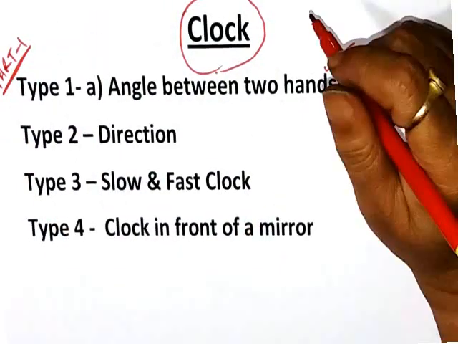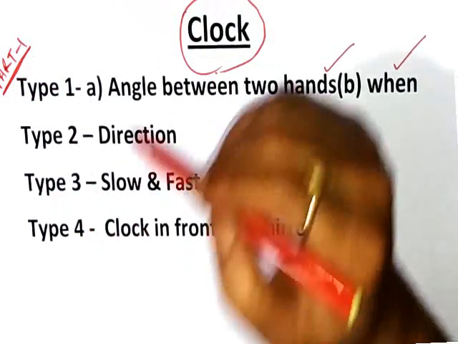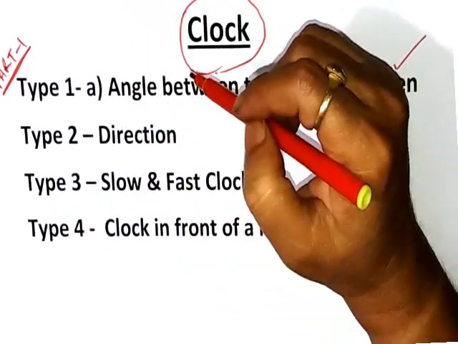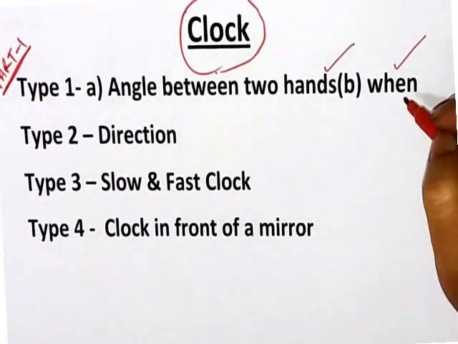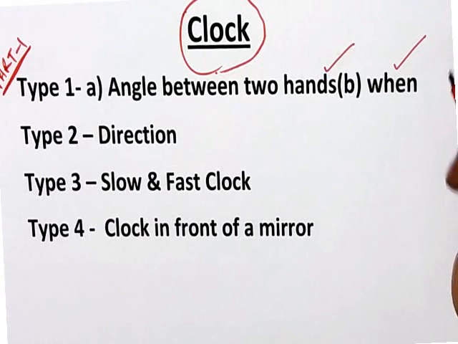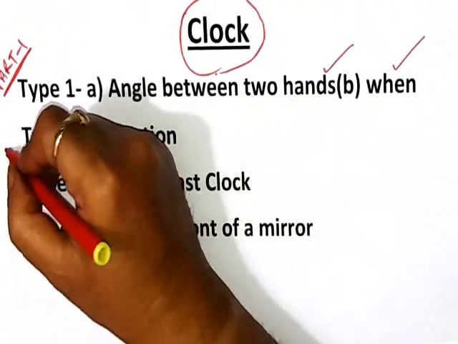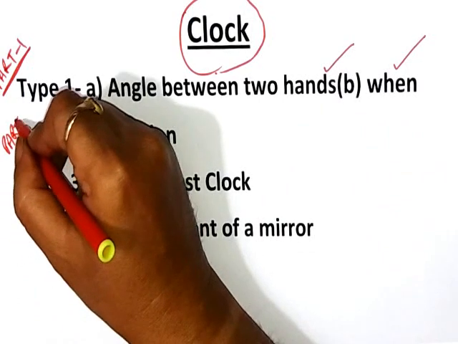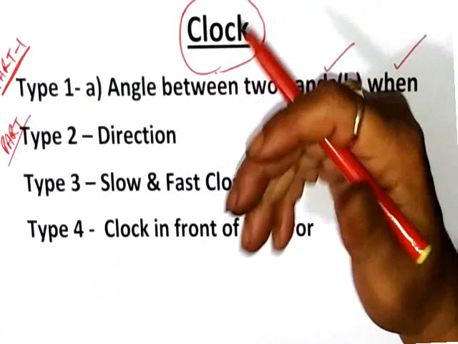It means that I will deal with some questions in part 1, where the major question will be the angle between the two hands, and when the angle is given, at what time. Now the second one, I used to call it direction. That means in which directions the hour hand or minute hand are.